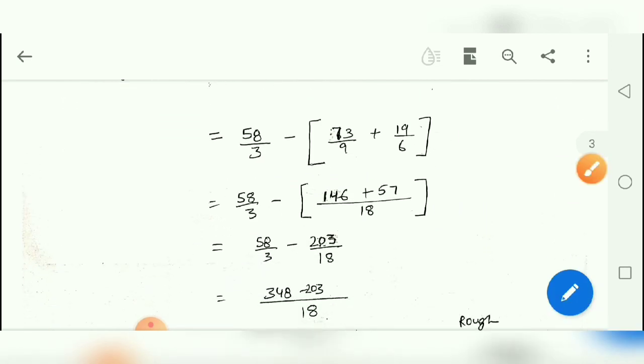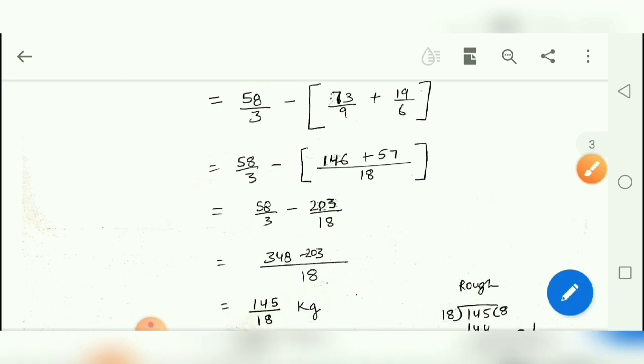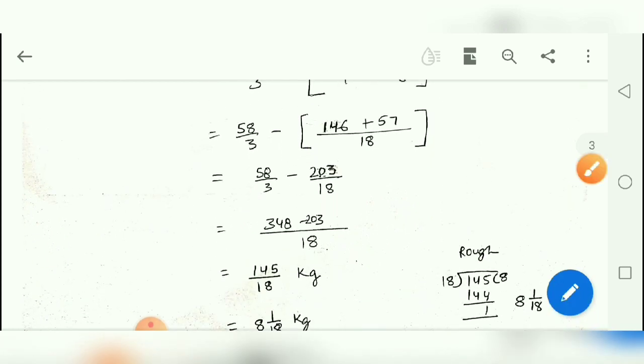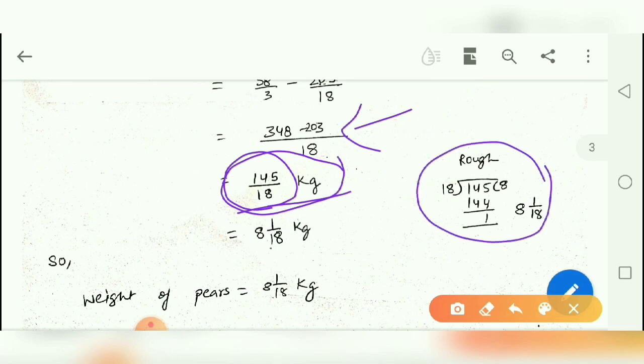Here first we will solve this bracket like this we have done, then we will subtract the answer of this bracket. The answer of this bracket is 203 upon 18. We will subtract this from 58 upon 3. Here is the solution, and after that we have found 145 upon 18 as an answer. Again, this is an improper fraction, so we will convert this into a mixed fraction, and we will write our answer as weight of the pears is 8 1 upon 18 kg.